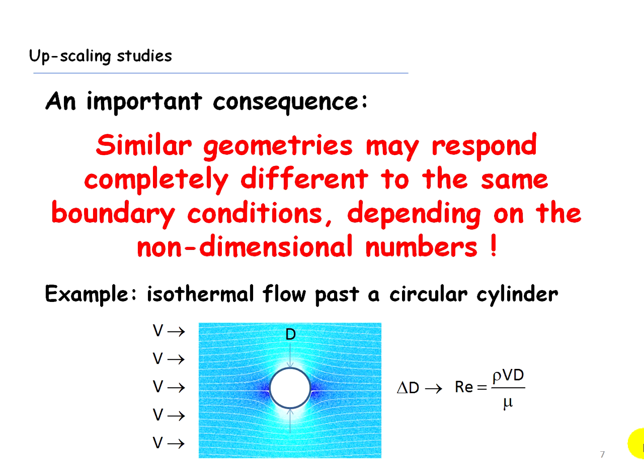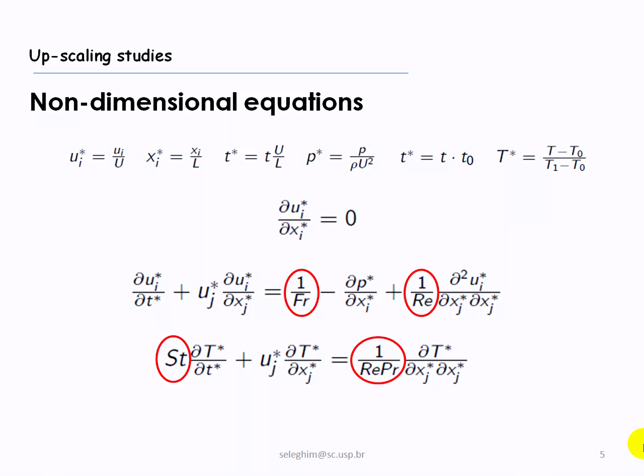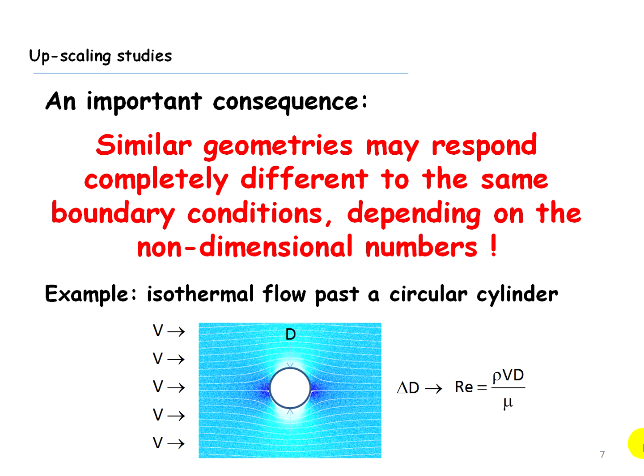I'm going to give you a very simple example: an isothermal flow past a circular cylinder. It's isothermal, so you don't have the energy equation, you don't need to enforce it, so you have only mass and momentum. And what we are going to vary is the Reynolds number. So we're going to vary the diameter of the cylinder.